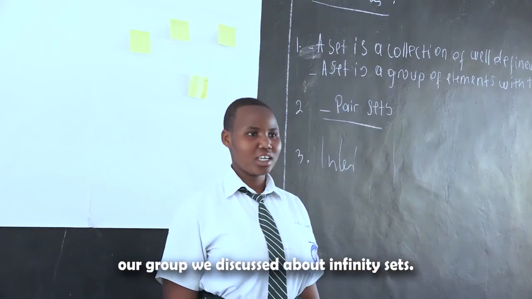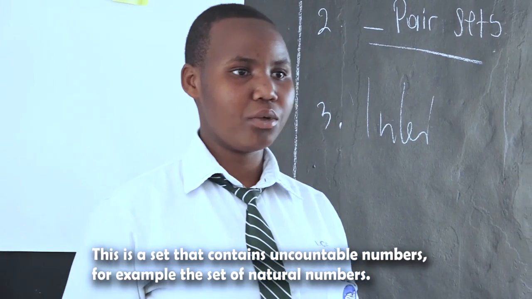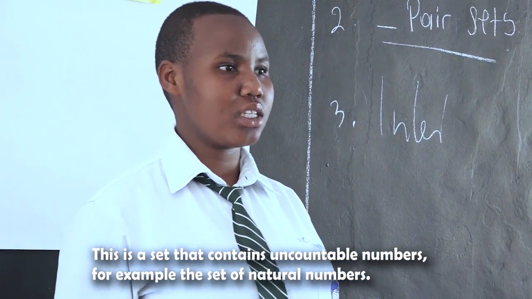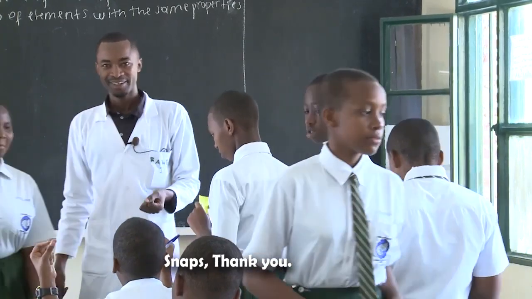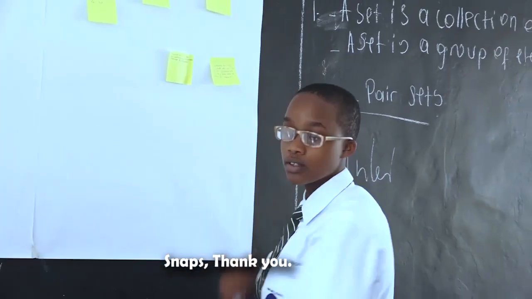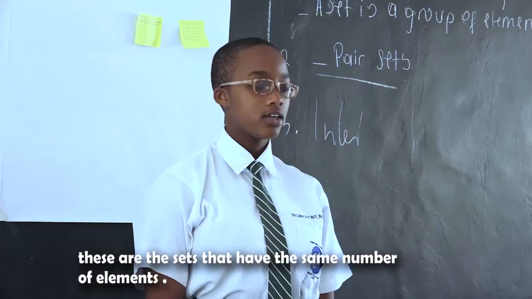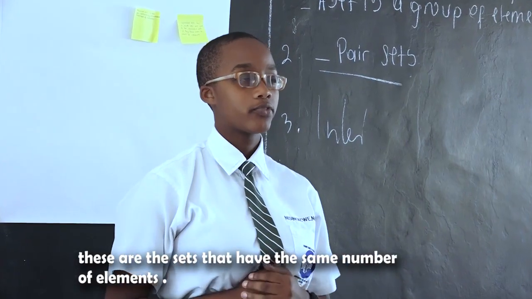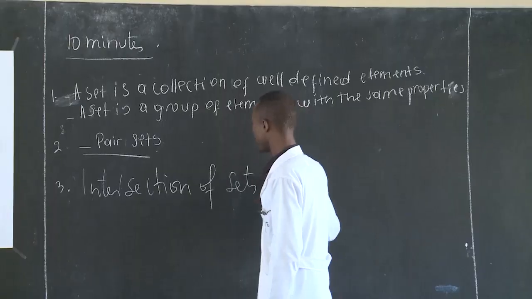Our group discussed infinite sets. These are sets that contain uncountable numbers, for example, the set of natural numbers. Snaps. Thank you. In our group, we've discussed equivalent sets. These are sets that have the same number of elements. Snaps. Thank you. I want to hear from one person.